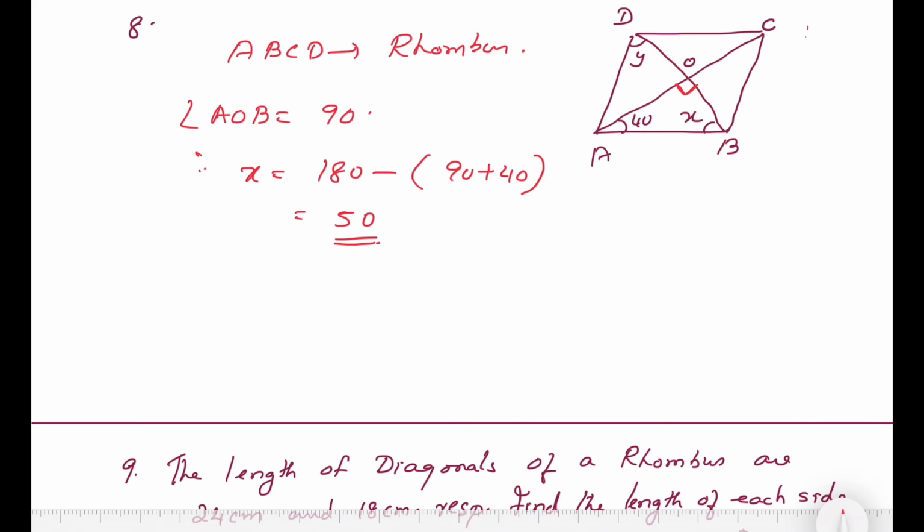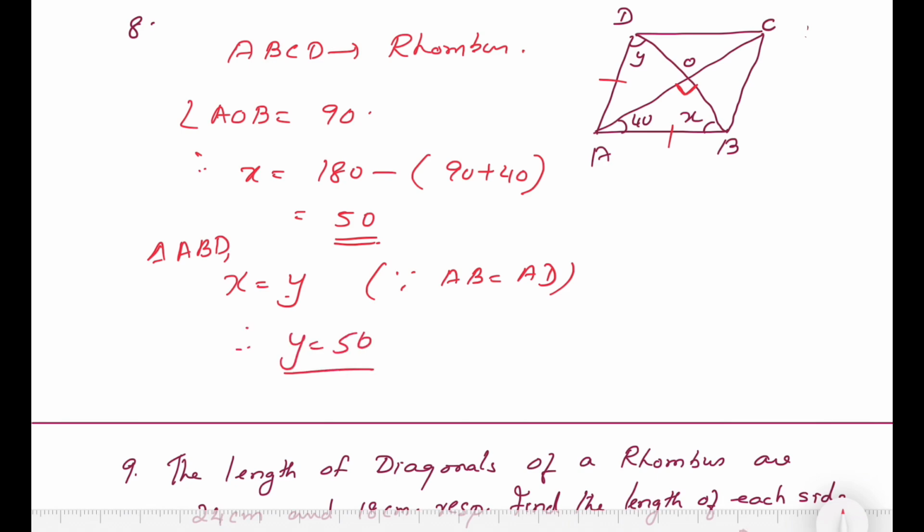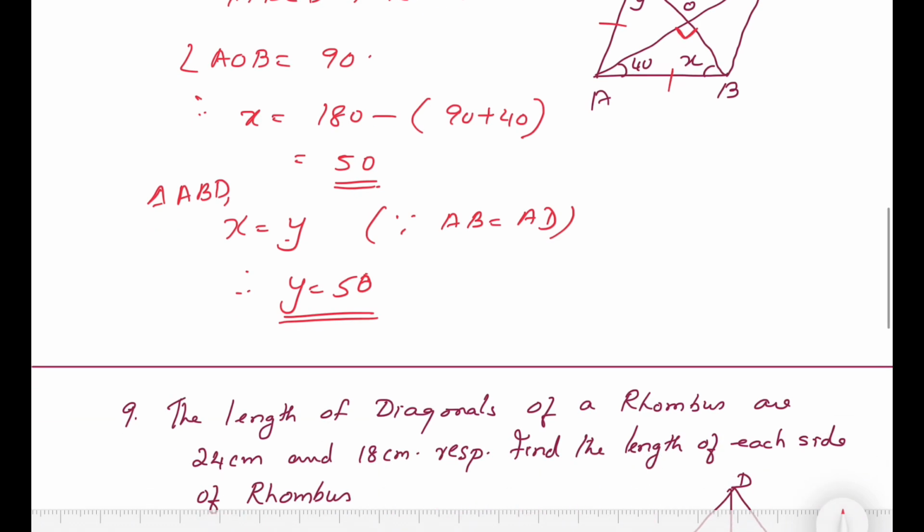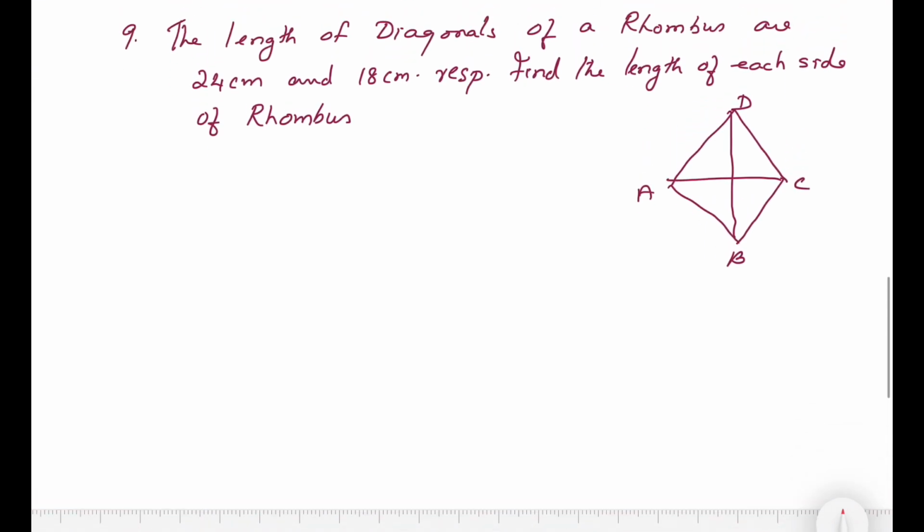Now x you have found, y. Now these two are equal. In a rhombus the sides are equal, therefore x will be equal to y. In triangle ABD, x is equal to y because AB equals AD. Therefore y is equal to 50. Hope you are able to understand.